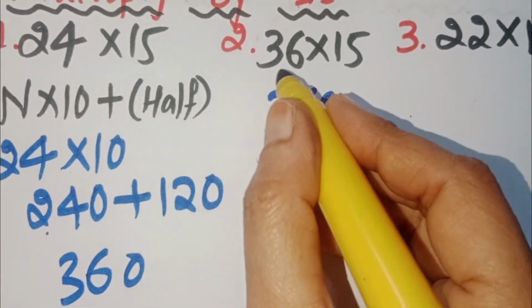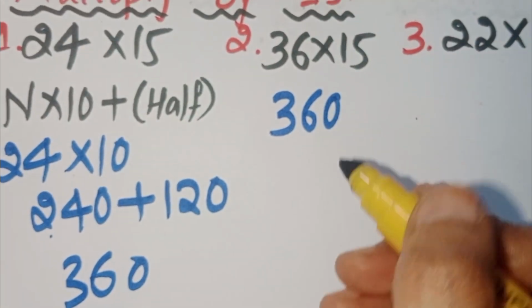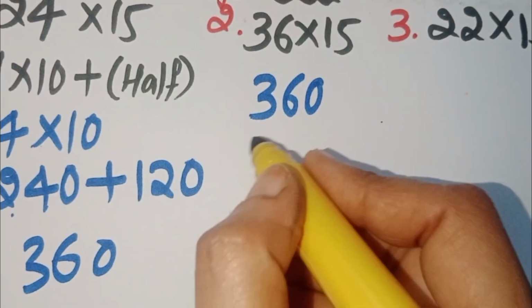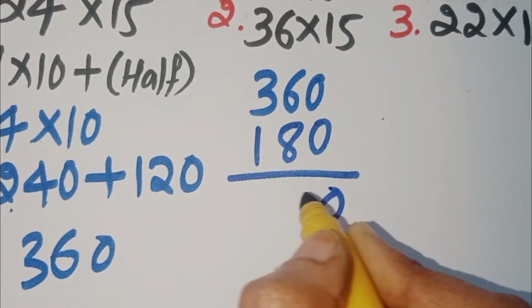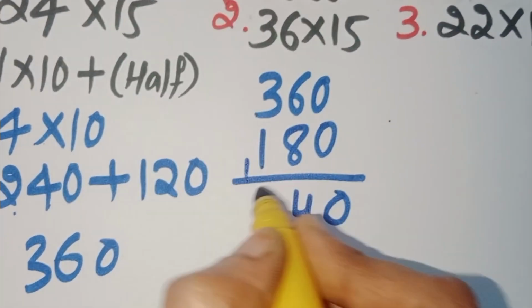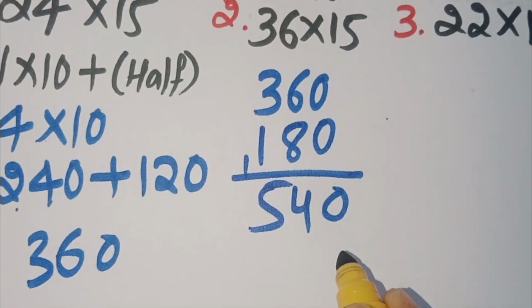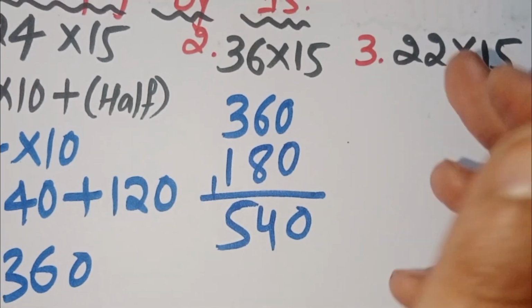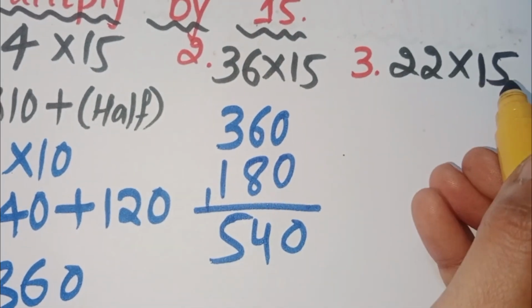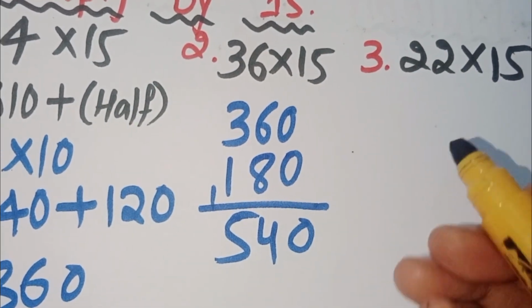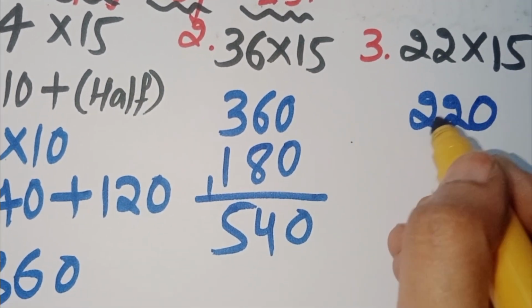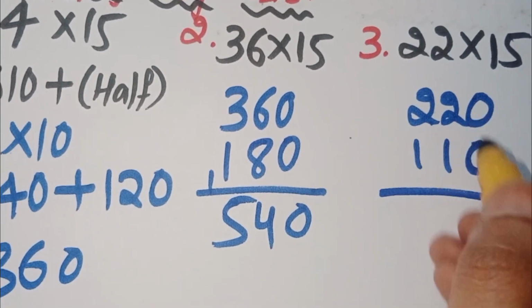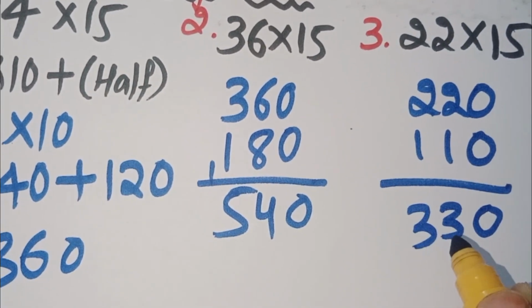36 into 15. 36 into 10, 360 plus half of this number, 180. 540. 36 into 15 is equal to 540. 22 into 15. 22 into 10, 220. Half of this number, 110. Add these two, 330.